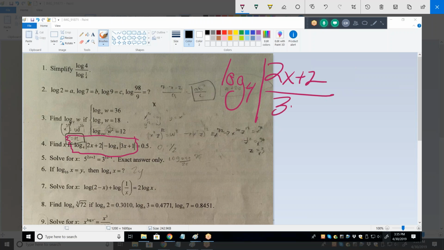the absolute value of 3x plus 1 is equal to... Okay, first, we need to decide what to do with these absolute value signs. So we actually have this over that. Now, the question is, is that the same as the absolute value of the whole fraction? And I believe it is.